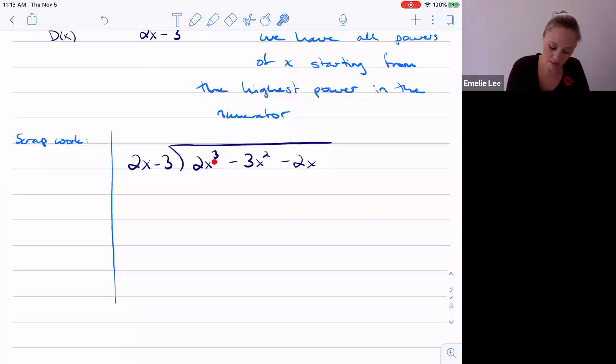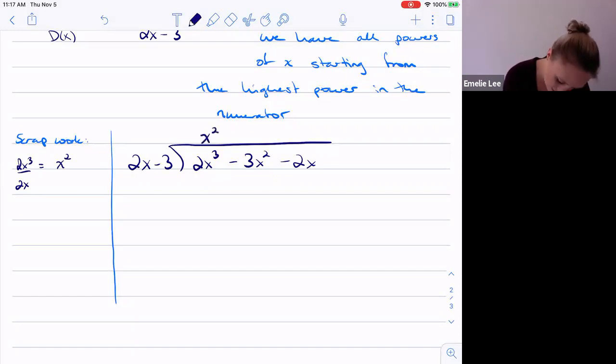So I have 2x to the 3 divided by 2x. I'm going to do that here. 2x to the 3 divided by 2x is x squared. The 2 and the 2 cancel, and x to the 3 minus 1 is x squared. So I have x squared up here. Now I need to do x squared times 2x minus 3 to figure out what value goes down here.